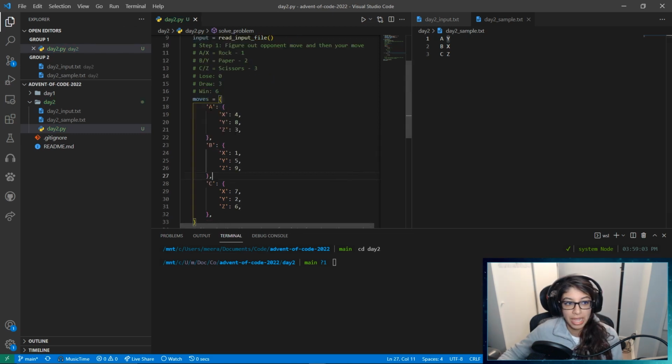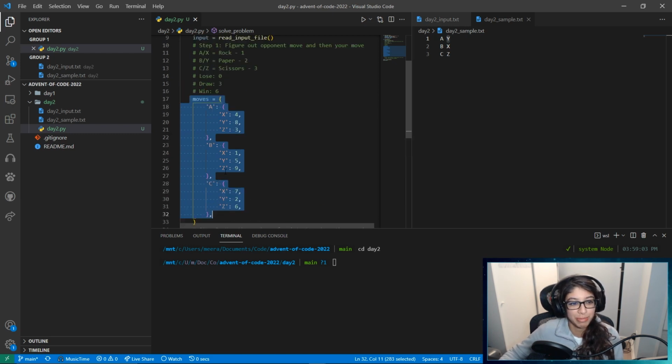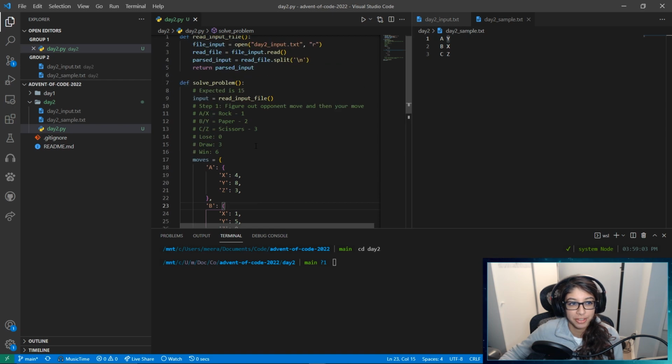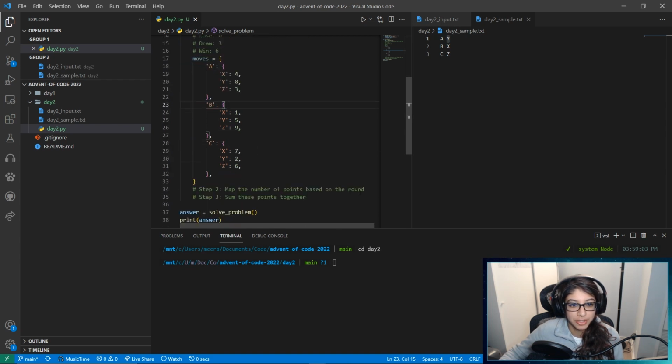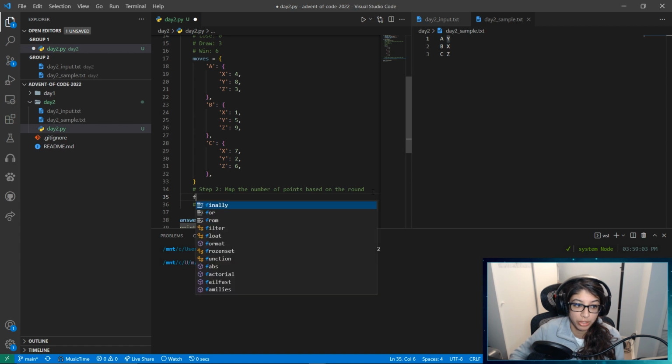All right, so we are back. I've calculated all the moves, and I think this is right. We'll find out. I might need to tweak something, but I think my math is mostly right. So we've got this map, and we want to go through each line of the rounds and figure out how many points we got.